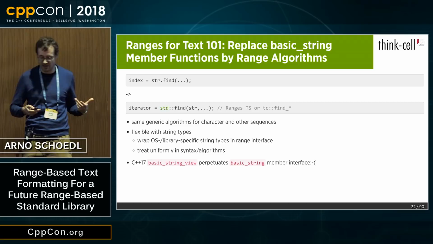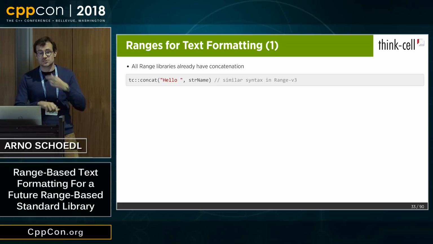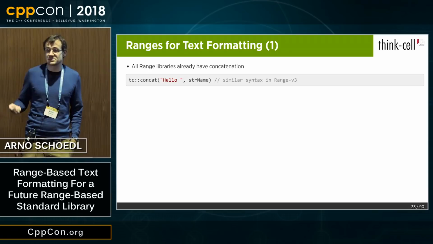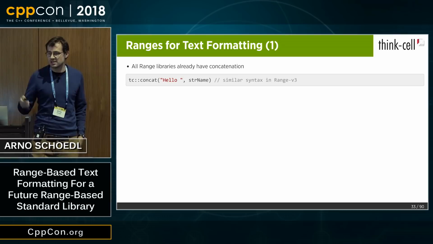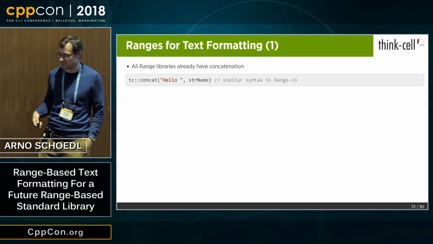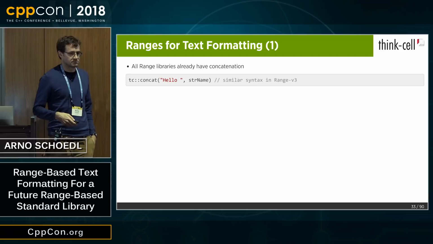All right, now let's start doing some text formatting with ranges. Every range library has some sort of concatenation. So we'll just stick to that. We have a concat in range v3, it's named the same. We kind of made the names equal to minimize confusion. And it's just concatenating these two strings.